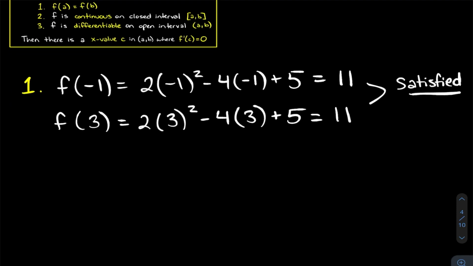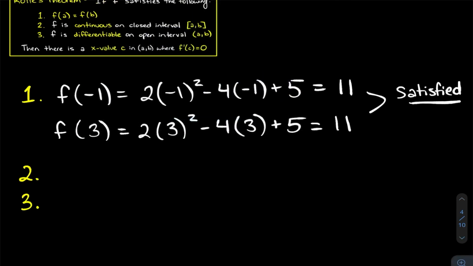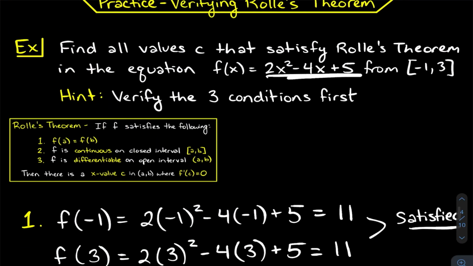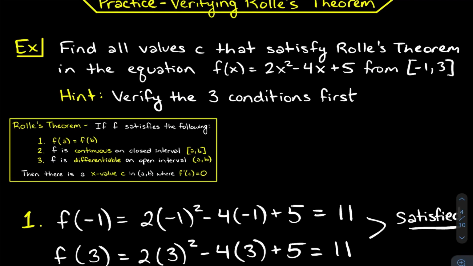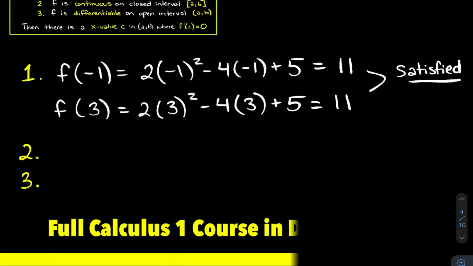But what about the second condition? Is this curve going to be continuous? And is it going to be differentiable? Well, let's think about this. We're dealing with a polynomial here, and we're dealing with x's to powers. There's no place where this thing is going to be discontinuous. There's no place where this thing is not going to be a smooth curve. So yeah, we're going to pass those two with flying colors.